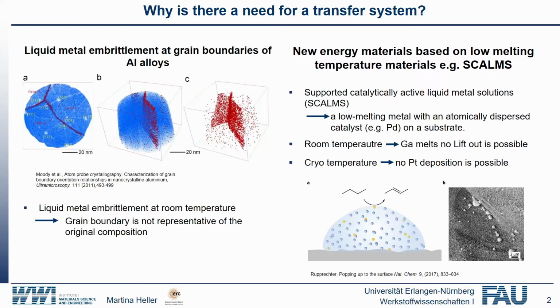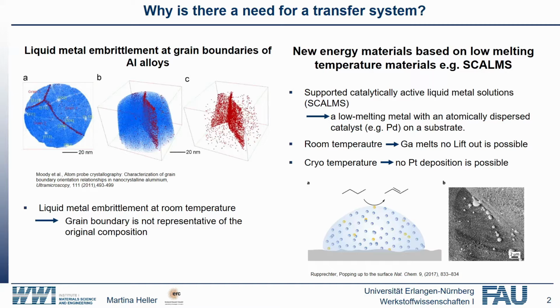When you want to do a lift-out sample from an aluminium alloy and you want to FIB it with a gallium FIB, you will have the problem of liquid metal embrittlement at room temperature. All of the gallium from your FIB beam is diffusing into the grain boundaries of the aluminium, and the grain boundary is not representative anymore of the original composition of the aluminium alloy.